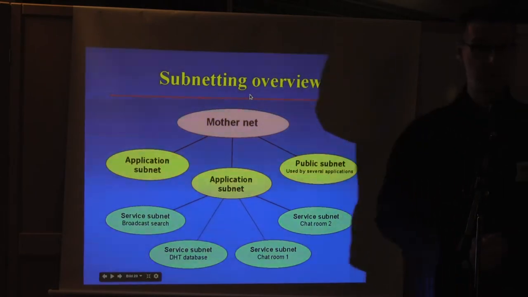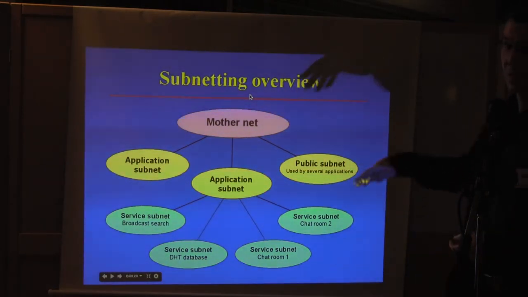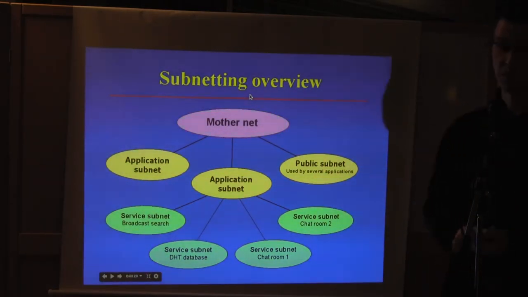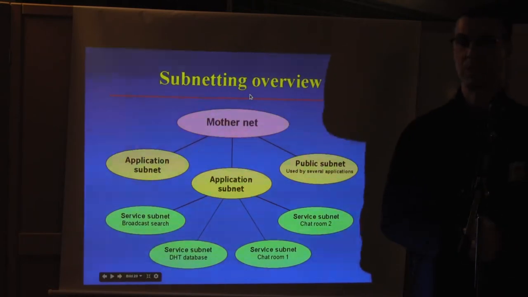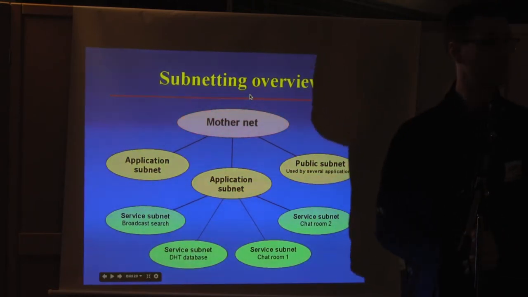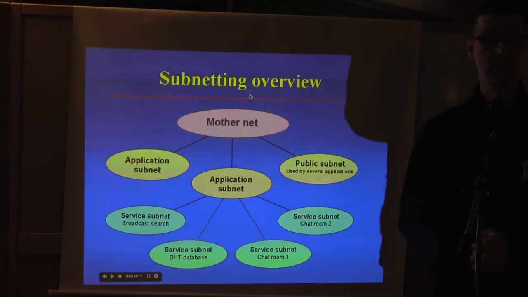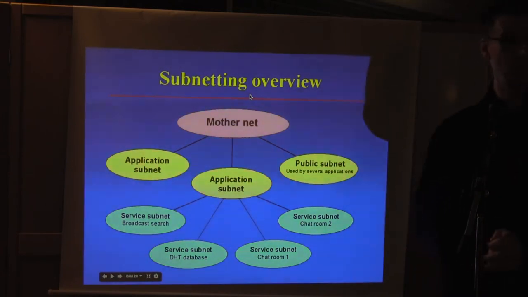So here's the complete view. We have MotherNet on top, several application subnets, and underneath them service subnets. And that's a concept that's very useful when you build peer-to-peer systems. That was it.